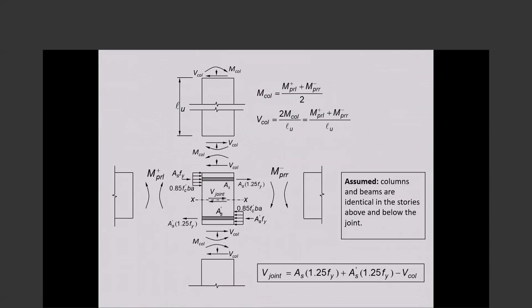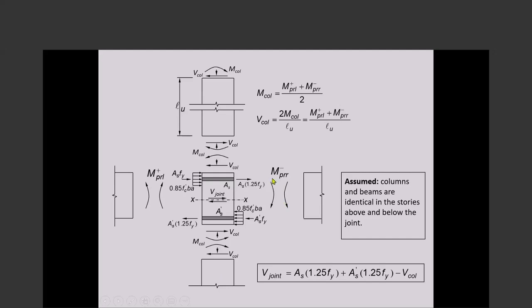Now follow me closely here. So this is a beam column joint. This is the column below. This is the column above. This is the beam to the right. This is the beam to the left. Okay. The beam to the right has a probable moment strength M sub PR, R for right, and this is a negative moment as shown.